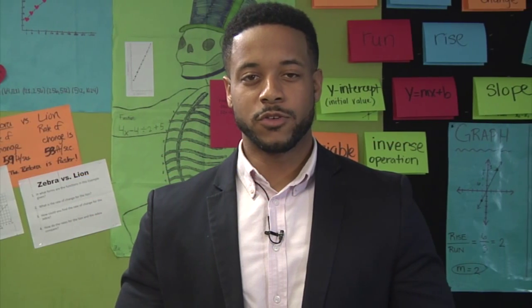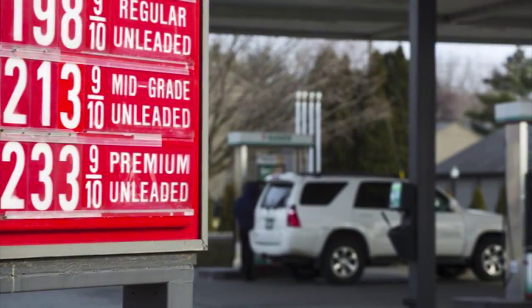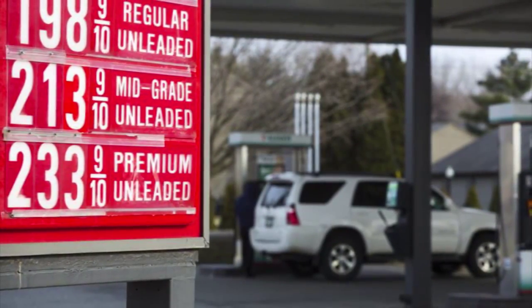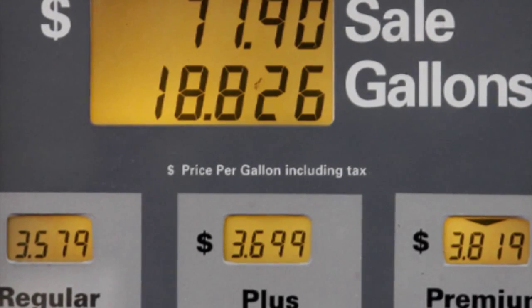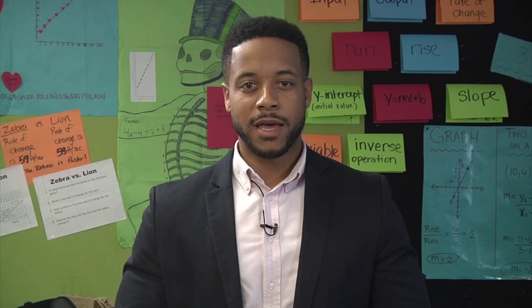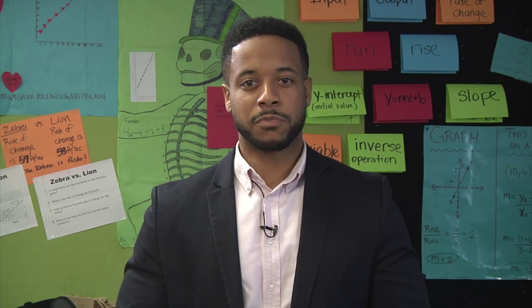We see slope and use rate of change every day in the real world. Gas prices are an example of how we use rate of change in the real world. The rate of change for gas prices can be written as dollars per gallon. The gas pump automatically multiplies the number of gallons we put in our tank by the price per gallon, or rate of change.